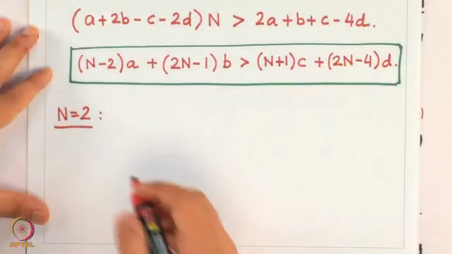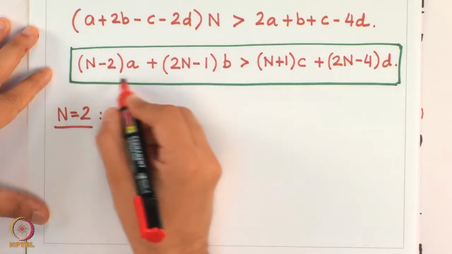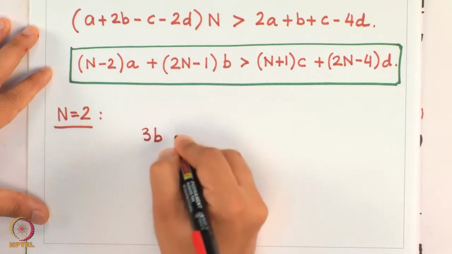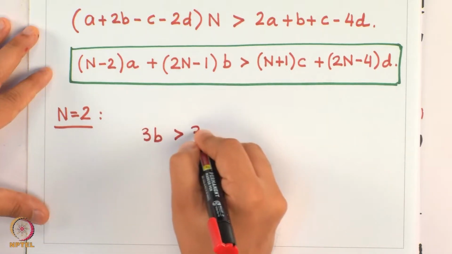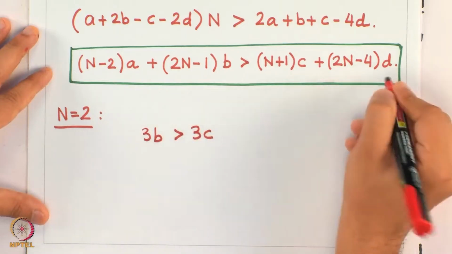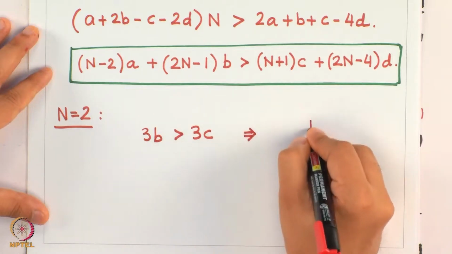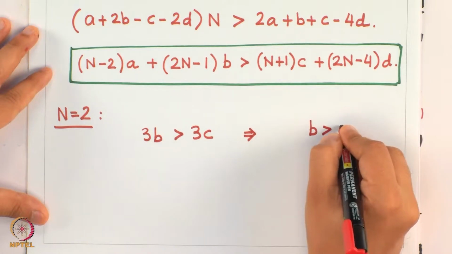But the probability that this mutant is able to outcompete the parent genotype would be more than half if we plug in n equal to 2 in this relationship and derive the condition. When we plug in n equal to 2, the A term drops out, the B term becomes 3 times B, this should be greater than 3 times C, and the D term drops out. So, the condition that you get for n equal to 2 is simply that B is bigger than C.